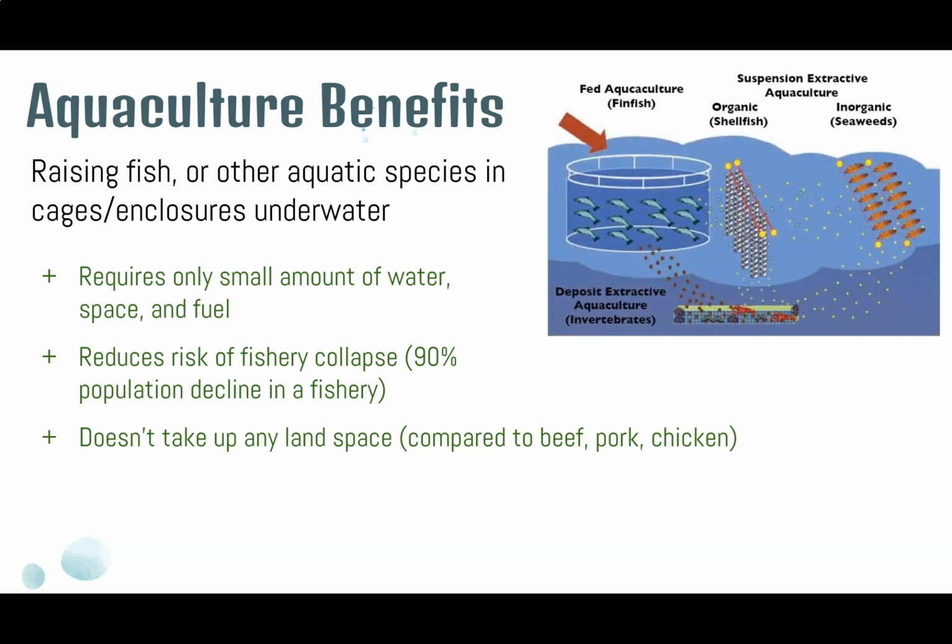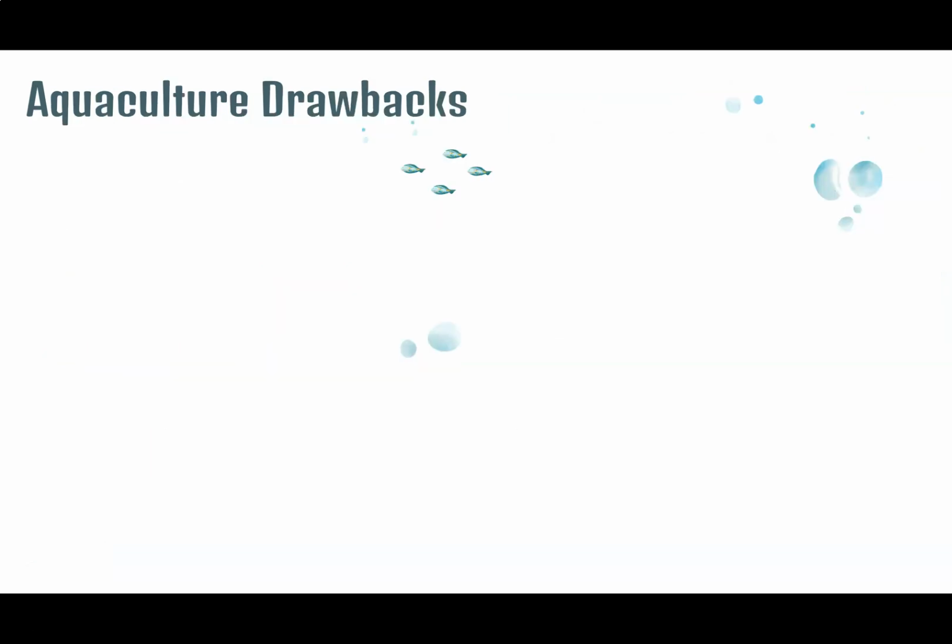So basically the way it works is you have this kind of cage, sort of like a giant fish tank. And you can do it with fish. You can do it with shellfish. You could do it with seaweeds, anything that you can grow in the water. As long as you set it up, it'll work out well. And you can also do it for bottom vertebrates. So there are lots of ways to do what is called aquaculture. But like everything else, there are some drawbacks.